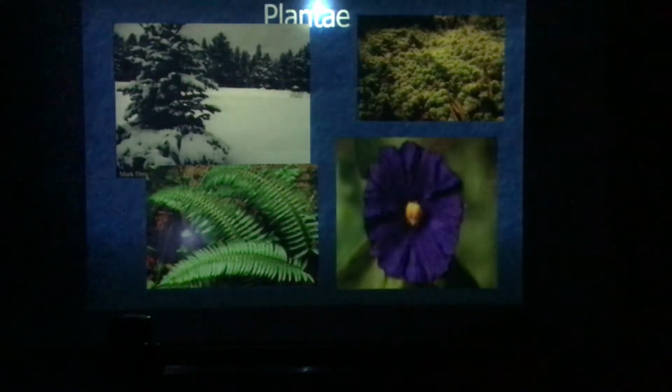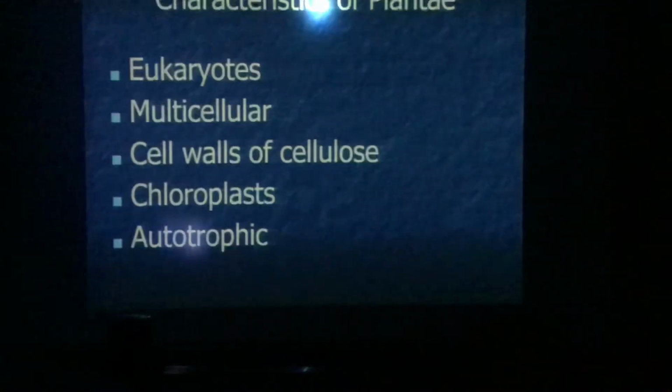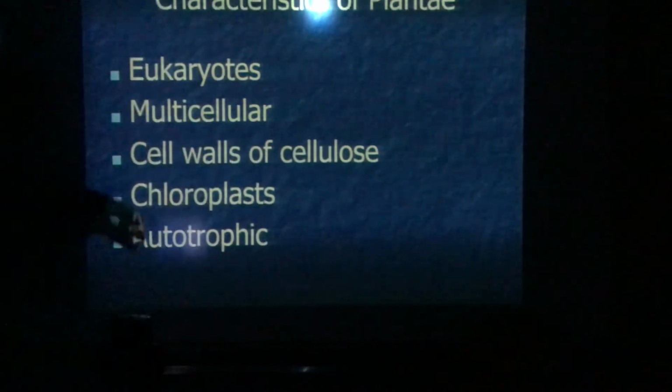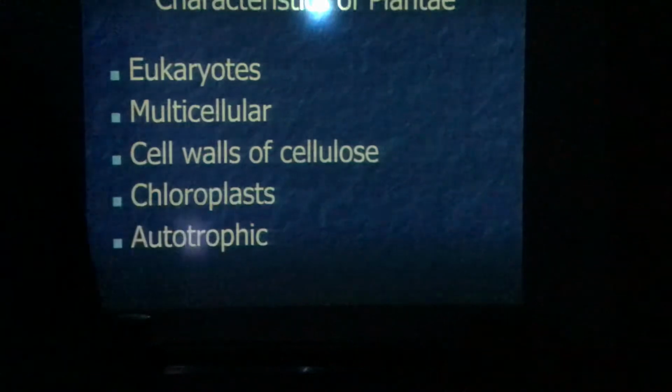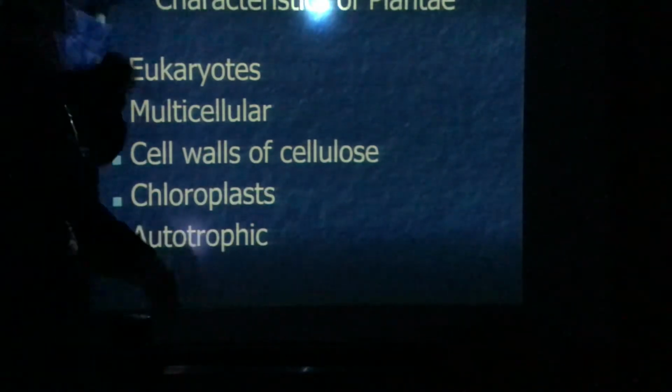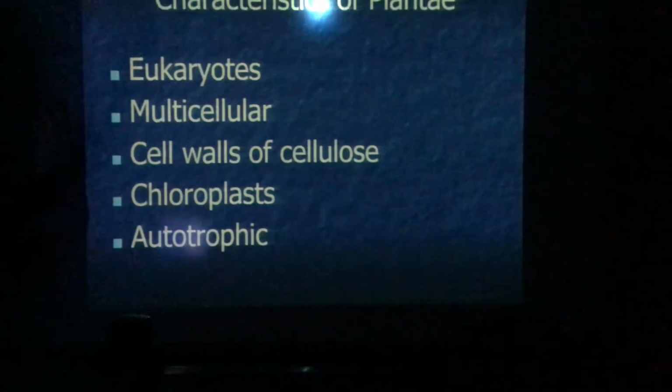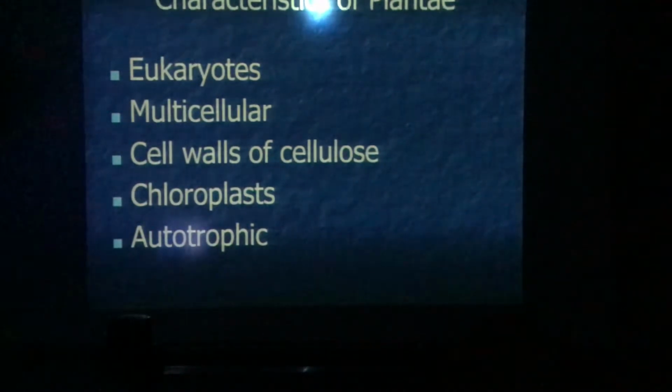Plants, various different ones. They're eukaryotic, multicellular. Their cell walls don't have chitin; they have cellulose. And they also have structures called chloroplasts, because that makes them photosynthetic. And they're autotrophs, meaning they make their own food. So that's an easy one there. There's not a lot of fancy details that put these structures in.